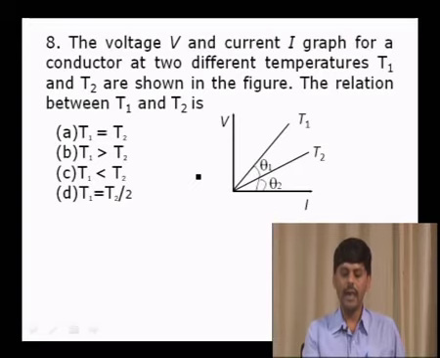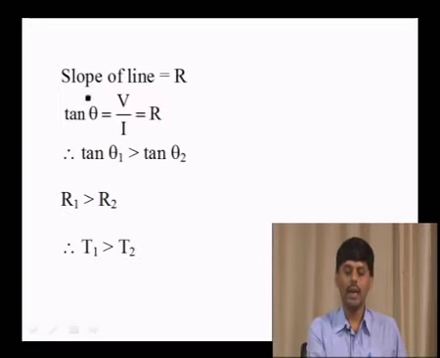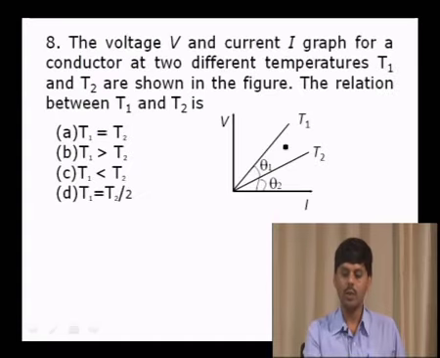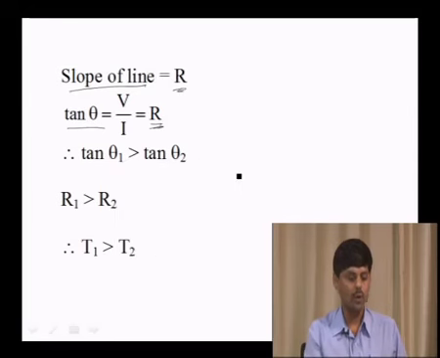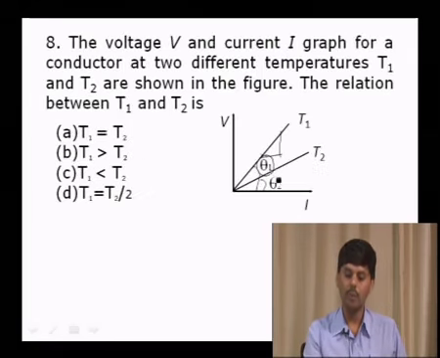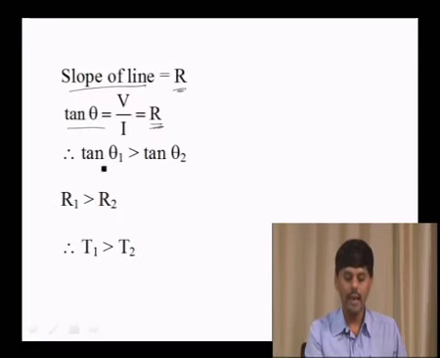From this graph we can calculate the slope of the line, anywhere you can calculate, this is the slope of this. That slope of the line gives the resistance of the material, which is nothing but tan theta, voltage by current, which gives resistance. If theta is more, then the tan theta value is more. From the diagram, theta 1 is more, theta 2 is less. Therefore tan theta 1 is greater than tan theta 2. Since resistance is directly proportional to tan theta, R1 is greater than R2.